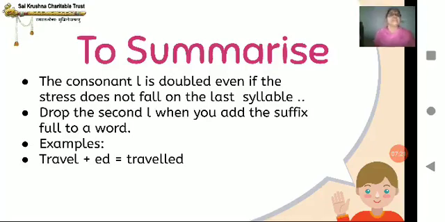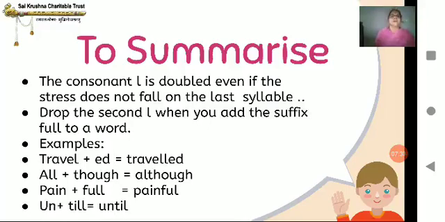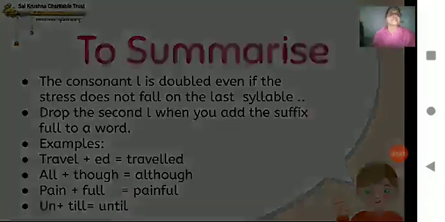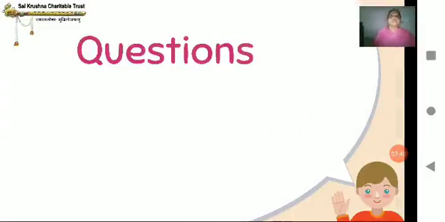Travel plus ed is travelled. All plus though. Here you see, you have added two L's. All has two L's. One is gone. Painful. So we have taken off one L from there. Until. You have written it as until. Okay. Can you see? So F-U-L-L is also correct. That's what I'm trying to tell you. Then you have questions.